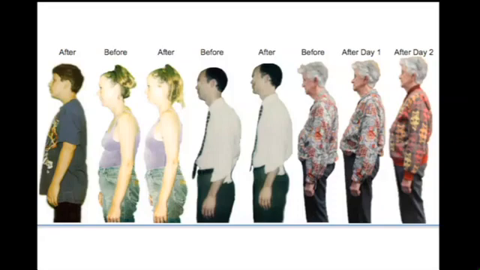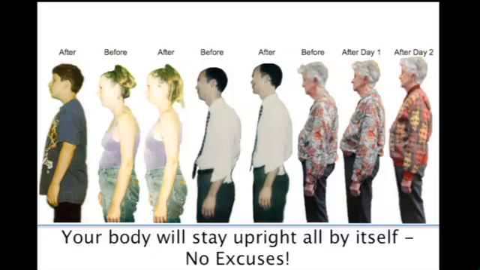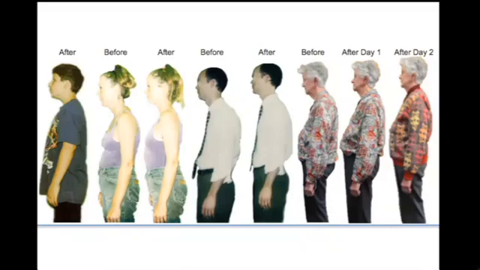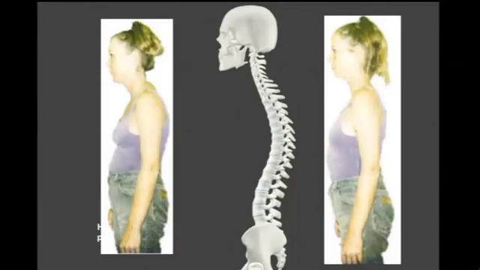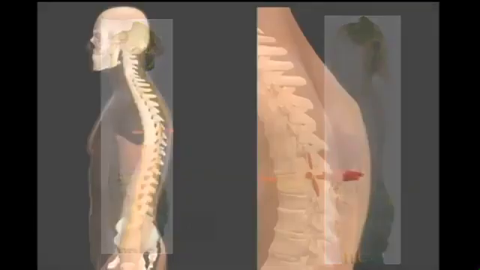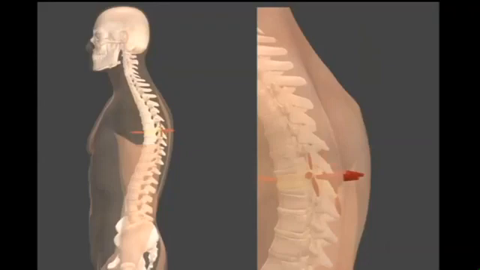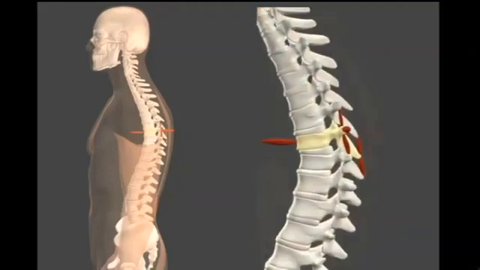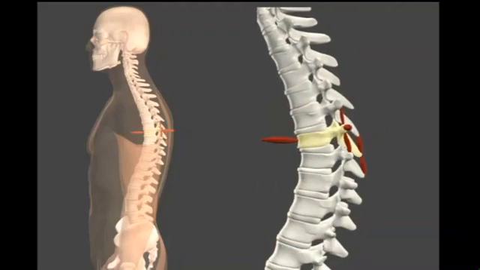So again, if you're getting treated and your body does not stay upright all by itself at the end of the treatment, whatever they're doing, it's not structural correction. And that's what you're going to be getting from your certified ABC practitioner. And the important thing here is that your body will stay upright all by itself, because we are going to correct the bones out of place in a direction the body cannot self-correct, because it has no muscles pulling in the direction needed. That's the basic thing that happens.